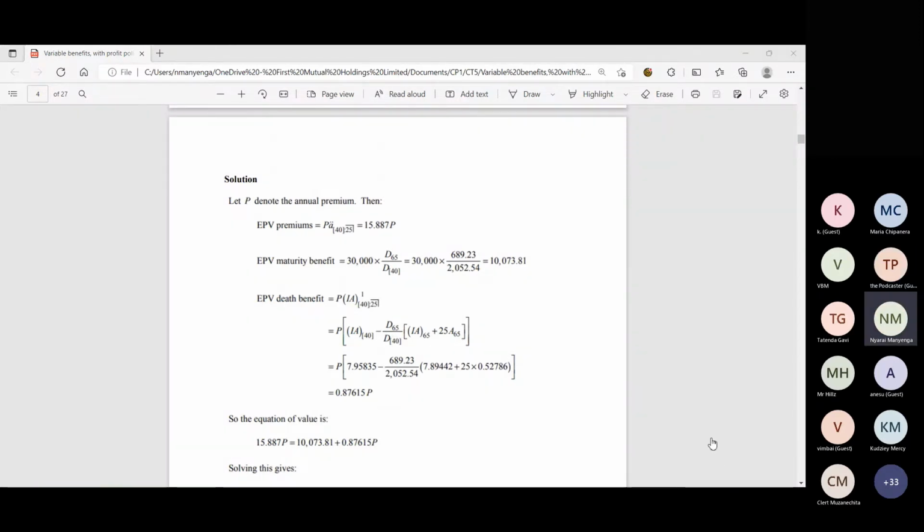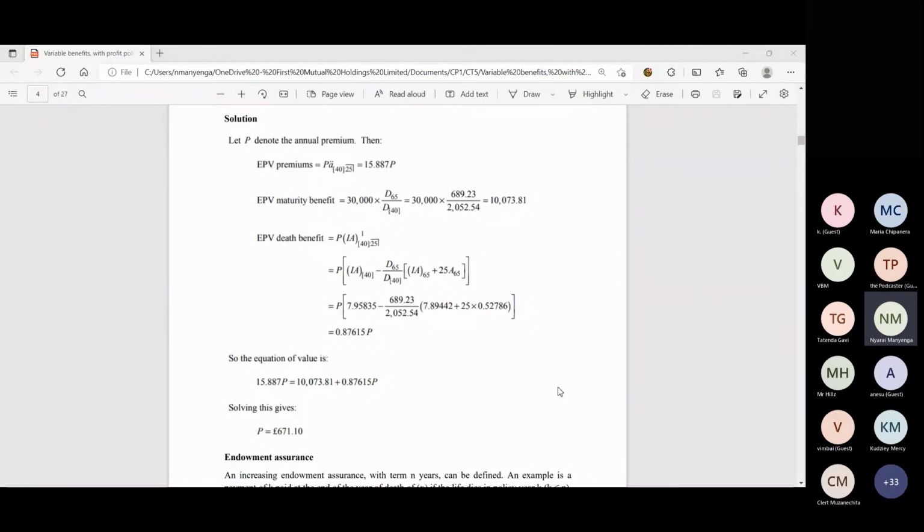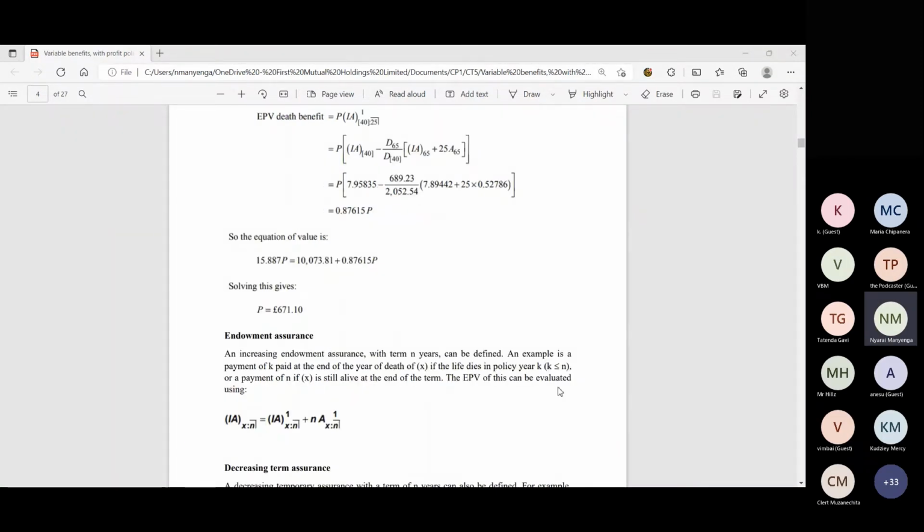So if there are no further questions, can I move on to the endowment assurance notations? I see there are no hands up. I'll proceed.